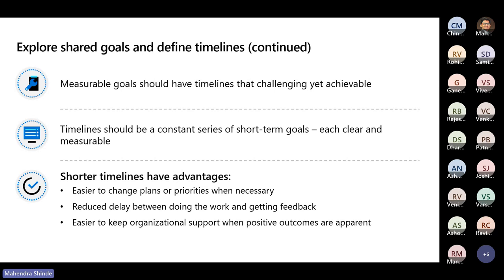Shorter timelines have advantages. You can change the priorities if you want, or you can change the sequence. You can go and make changes to your plan, like a particular feature which was about to be implemented in the next iteration, you can postpone it to the next-to-next iteration. There will also be reduced delay between doing the work and getting the feedback if your timelines are short ones. It is also easier to keep organization support when positive outcomes are apparent.